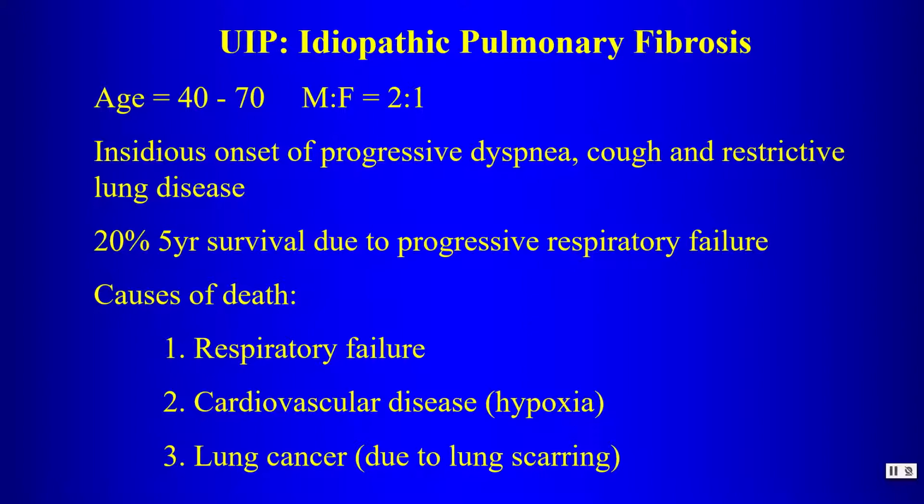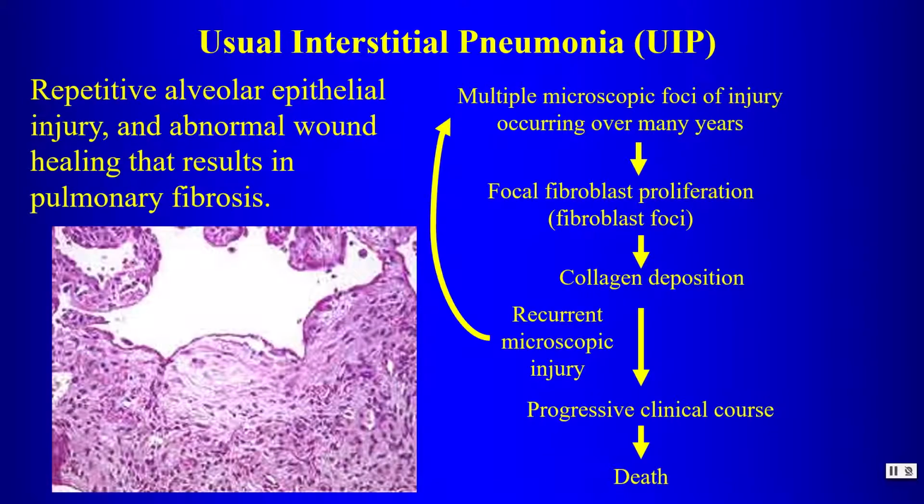Cardiovascular disease is the second most common, and it is thought that the chronic hypoxia results in an acceleration of underlying cardiovascular disease. And interestingly, lung cancer is the third most common cause of death. Extensive fibrosis in the lung does predispose the patient to lung cancer, and so you need a high index of suspicion for lung cancer whenever you are evaluating imaging studies on these patients. So with usual interstitial pneumonia, what we have here is a repetitive process of injury and repair that results in pulmonary fibrosis.